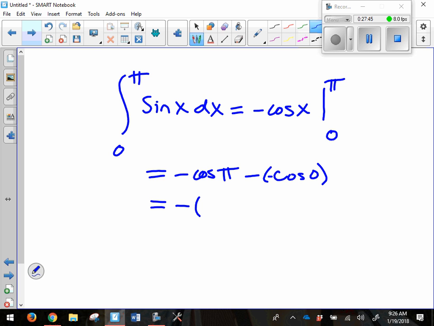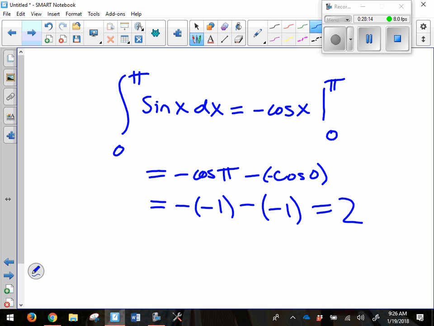So what's the cosine of pi? Negative 1. What's the cosine of 0? So what's that going to give me? 0. No! That's why you have to be careful and write it down. It's going to give me 2. That's why you have to write it down.